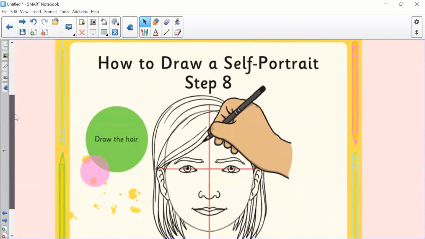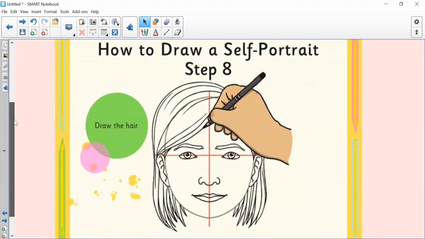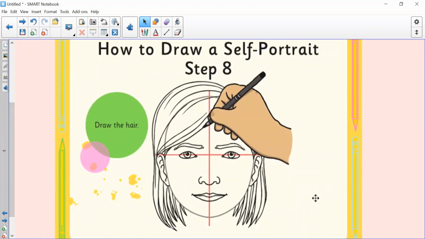Okay, step 8, you're going to draw the hair. If your hair's up, draw your hair up. If it's down, draw it down. But remember, look at your hair carefully. Is it straight? Is it tightly curled? Is it loosely waved? Again, we want your self-portrait to look like you. So make sure you're looking really carefully at yourself or at a photo of yourself.